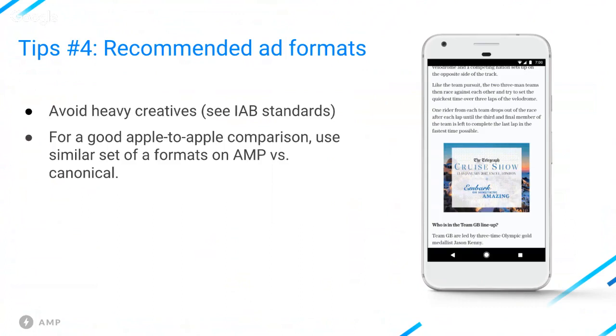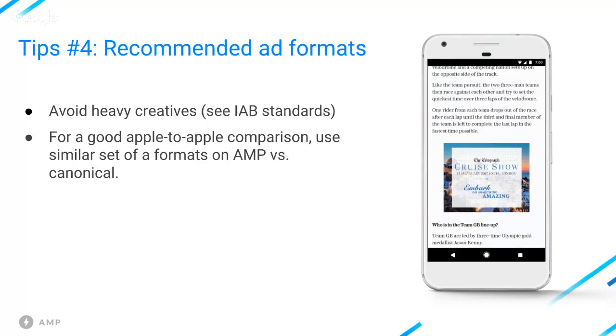Lastly, we also recommend that you avoid heavy creatives. This is especially true for those of you who are monetizing with third parties, be it direct or a third-party ad network. Make sure that the format chosen meets the IAB standard. And also, when you're comparing ad performance on AMP versus Canonical, make sure you're comparing a similar set of ad formats for a good apples-to-apples comparison.